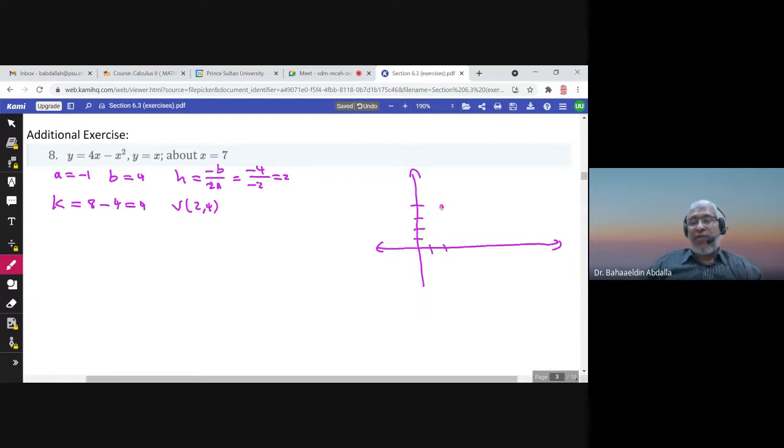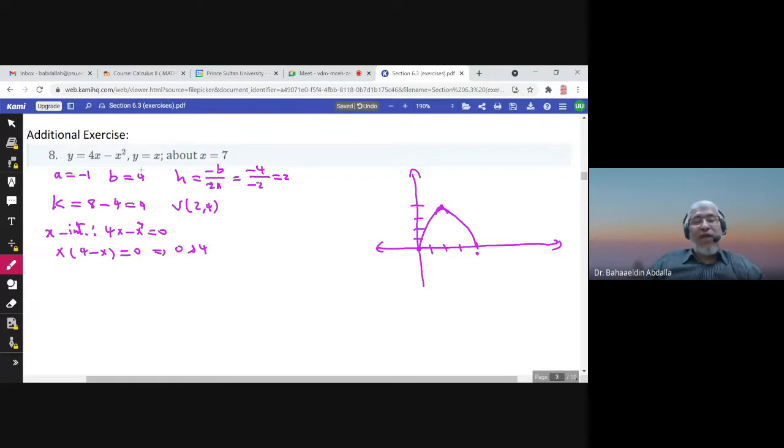That's the vertex. It will go down, so it will intersect the x-axis. So I need to find the x-intercepts. Well, for the x-intercepts, 4x minus x squared is 0. If you take x as a common factor, then 4 minus x is 0. So the x-intercepts are 0 and 4. So this is the graph of the parabola.